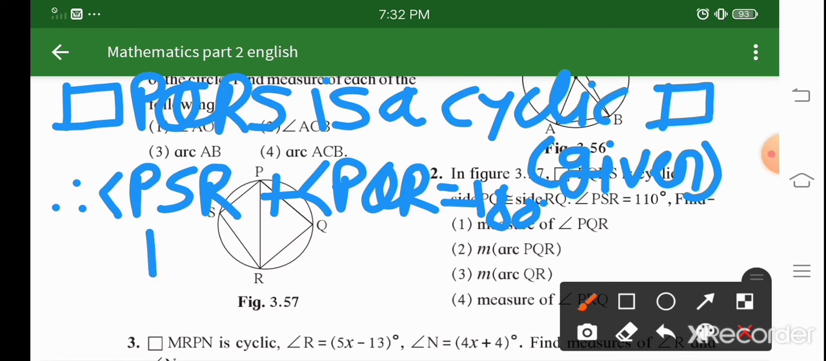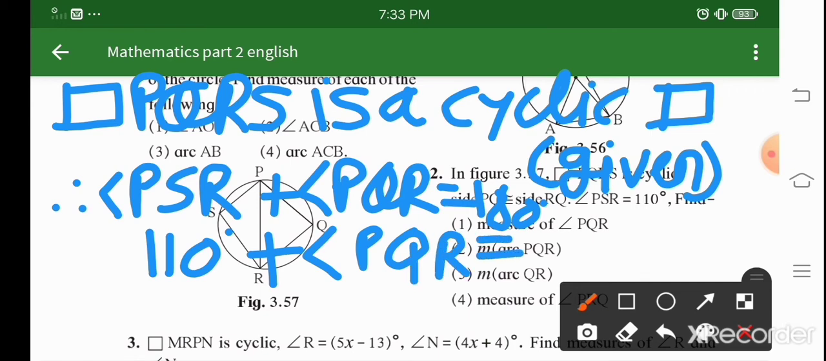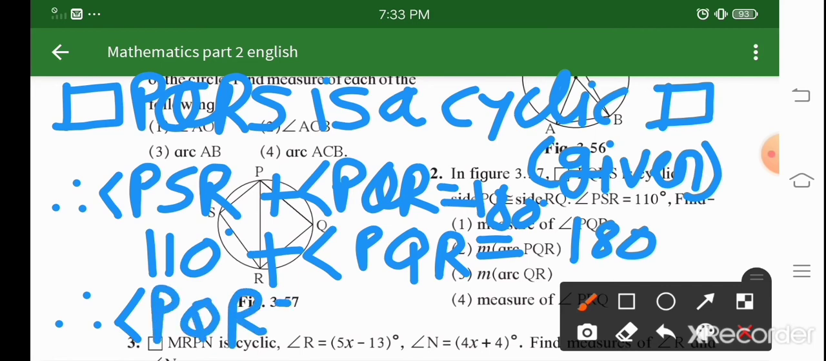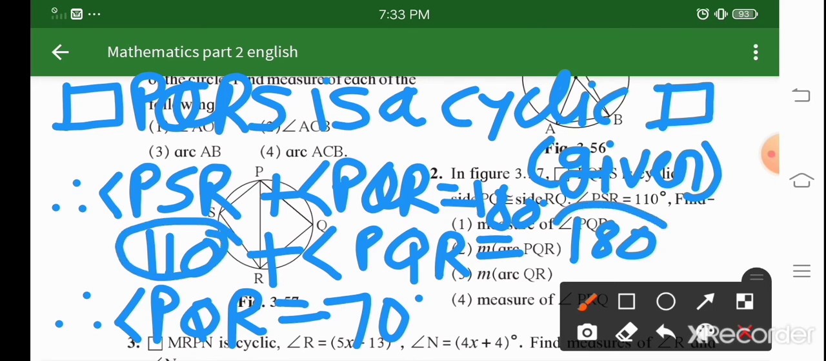So we have the value of angle PSR is 110 plus angle PQR is equal to 180. Therefore angle PQR will be 70. We have to subtract this 110 from this 180, so you will get 70. I think this is clear.